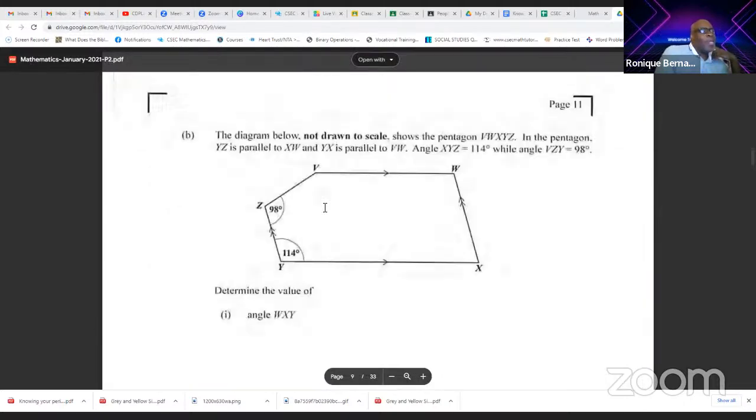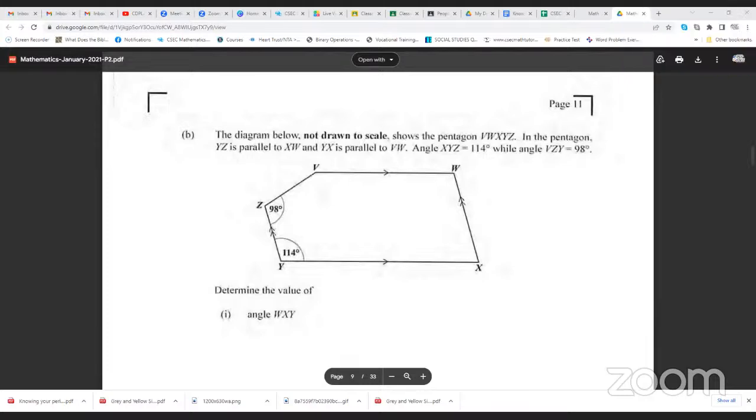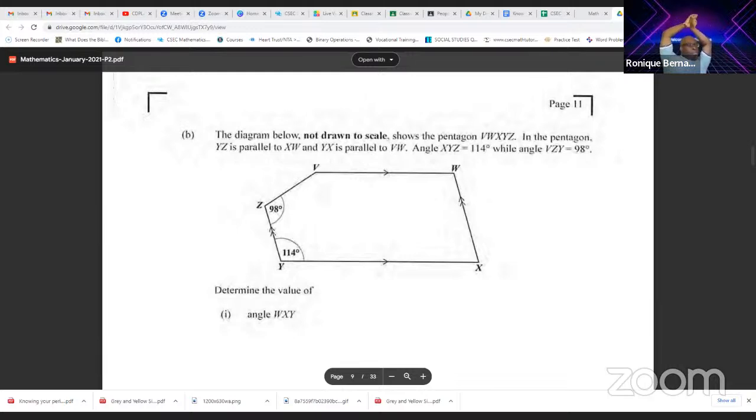All right. Now, can somebody read what's on the screen for me, please? The diagram below, not drawn to scale, shows the pentagon VWXYZ. In the pentagon, YZ is parallel to XW and YX is parallel to VW. Angle XYZ equals 114 degrees, while angle VZY equals 98 degrees. Okay, wonderful.